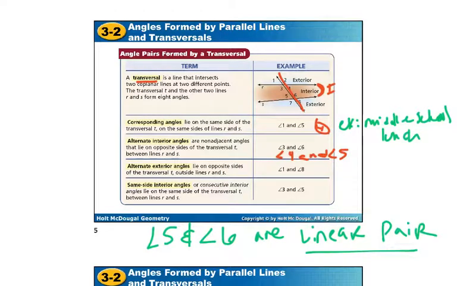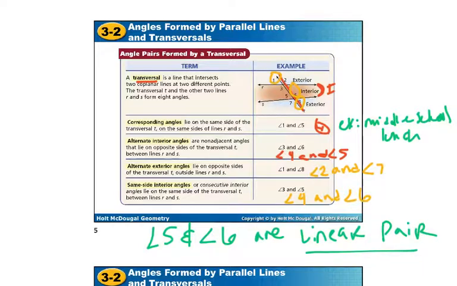Alternate exterior angles, so that's going to be, again, alternate of the left or right of the transversal, and then also either on the top or the bottom. So, for instance, they give the example of 1 and 8, but there's another set of 2 and 7. And then the last ones are same side interior. So again, going back to that orange part there, they're on the same side and on the interior. So same side of the transversal, and so we're actually looking at 3 and 5 in that one. The other set is 4 and 6, which are also same side interior.